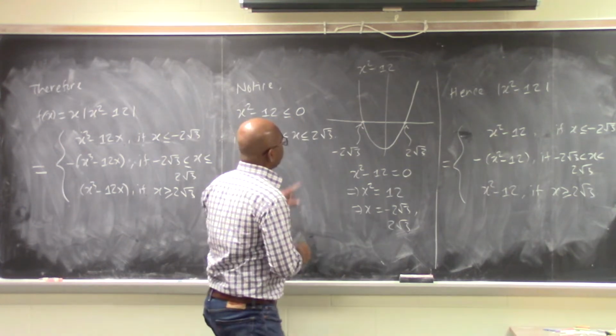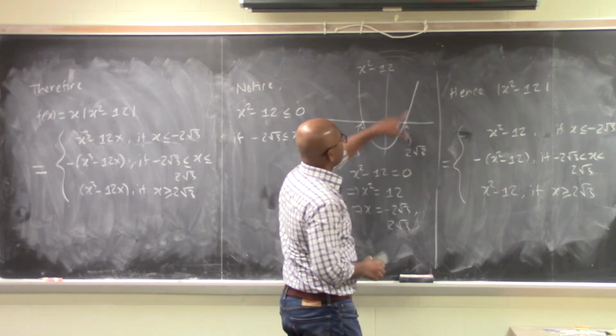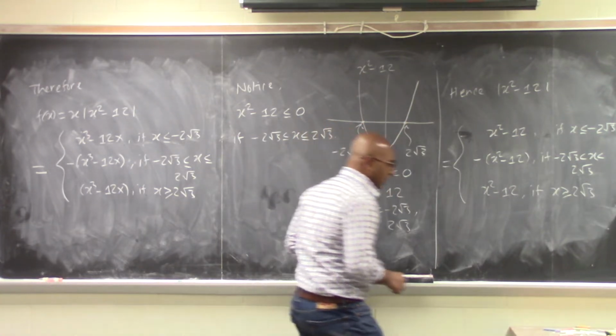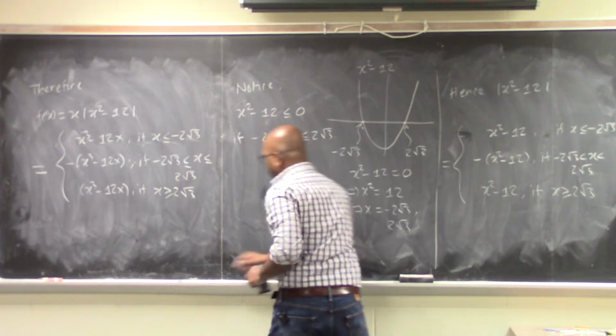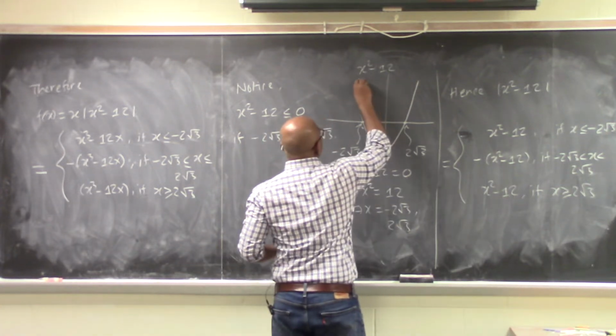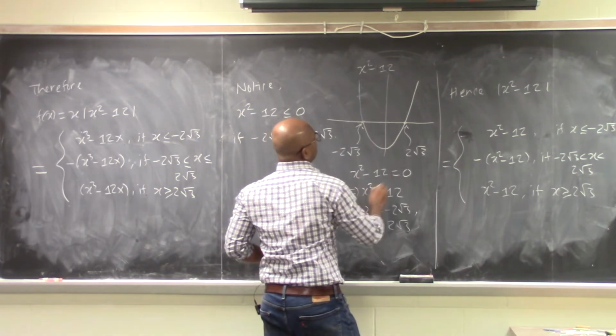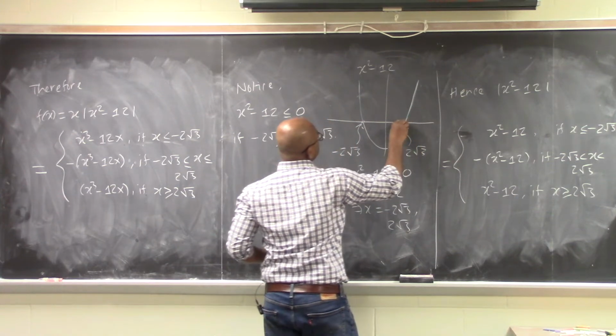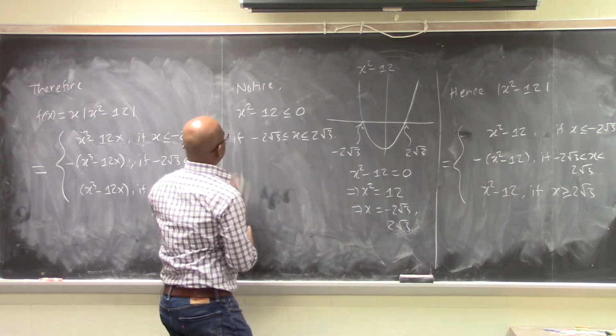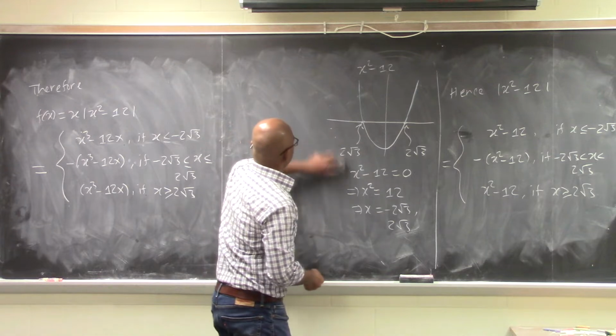Notice, this is the graph of x squared minus 12, right? If I want to graph its absolute value, then what happens? This part will remain the same. This part will remain the same.